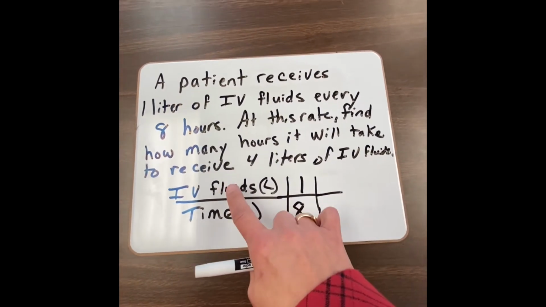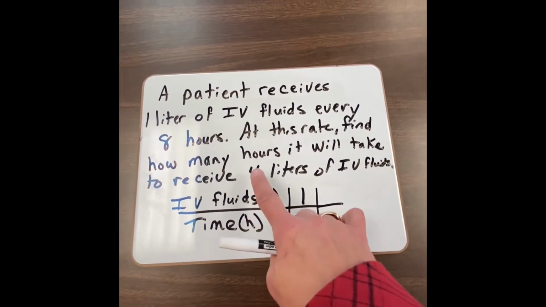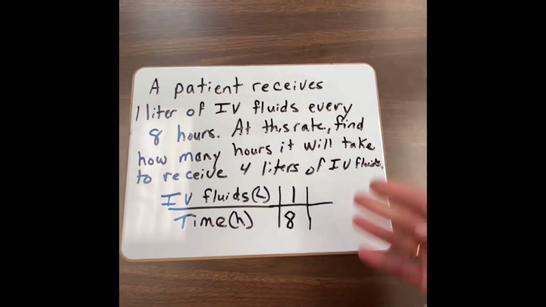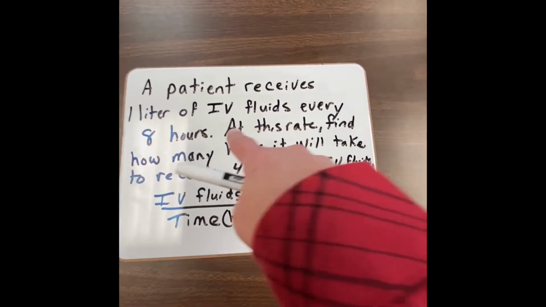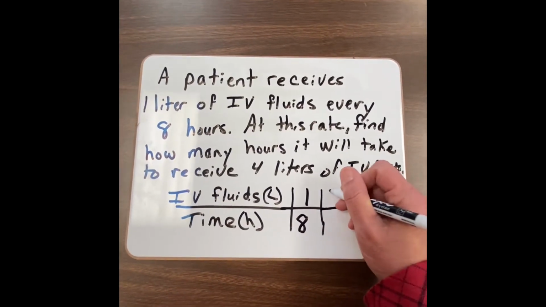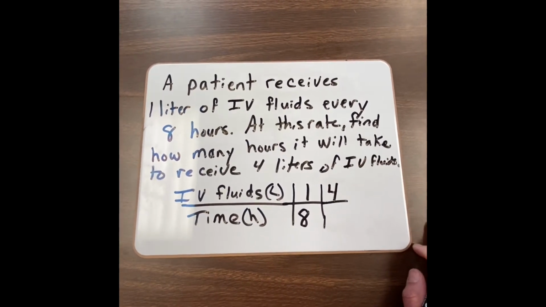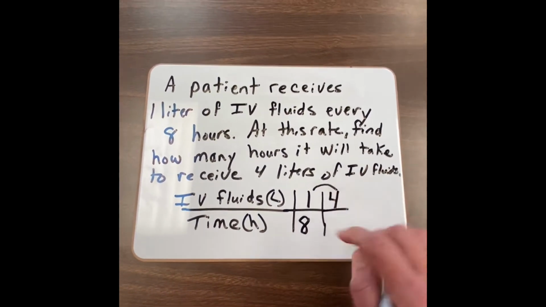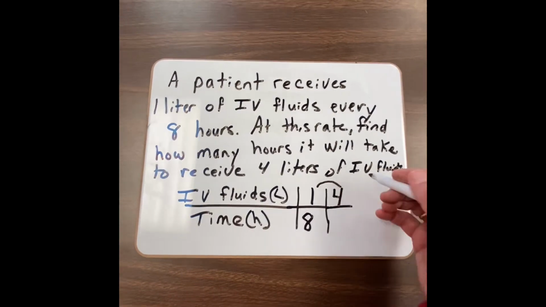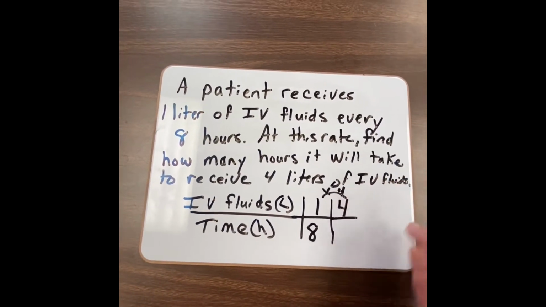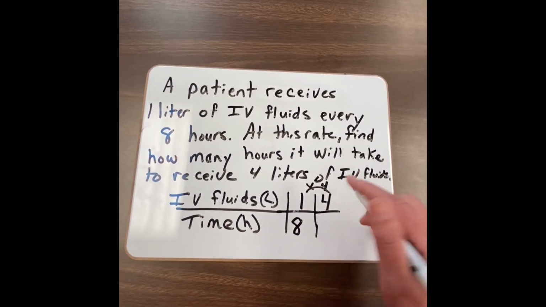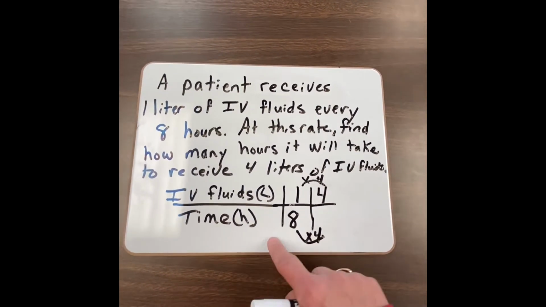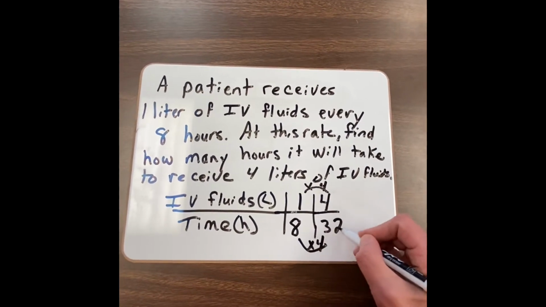It will take to receive, at this rate, find how many hours it would take to receive 4 liters of IV fluids. So where are we going to put the 4? It has to go with the IV fluids. So we're going to put the 4 right here. So then, how do we go from 1 to 4? What do we do to the 1 to get a 4? We times it by 4, right? So if we times that by 4, we're going to have to do the same to the 8. We're going to have to multiply it by 4. So 8 times 4 is 32.